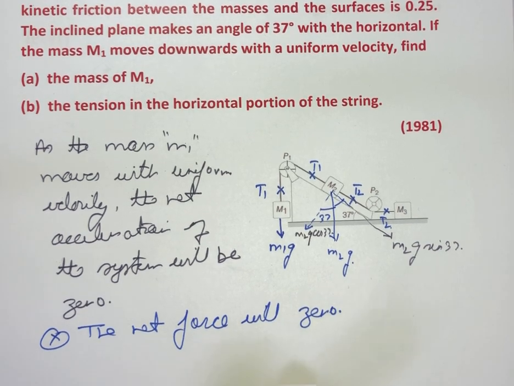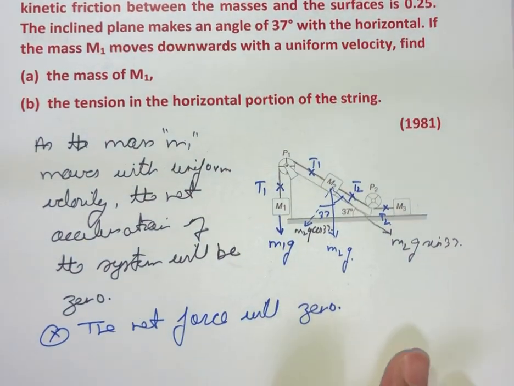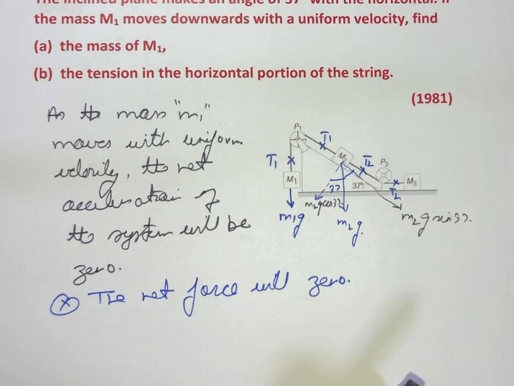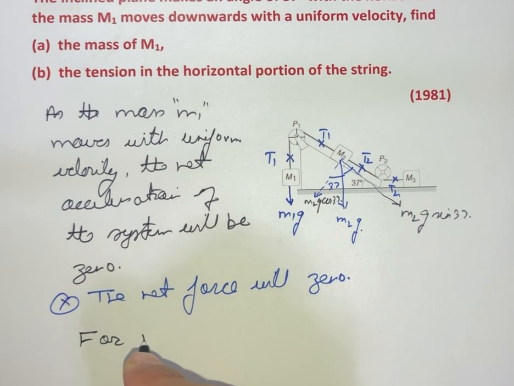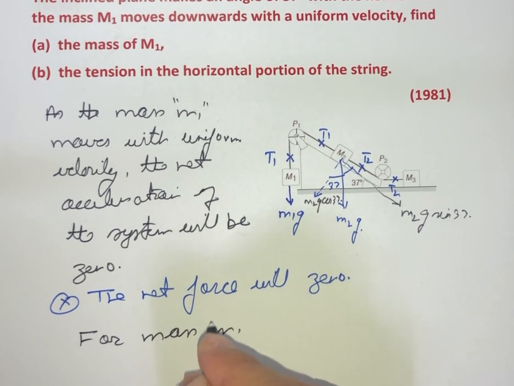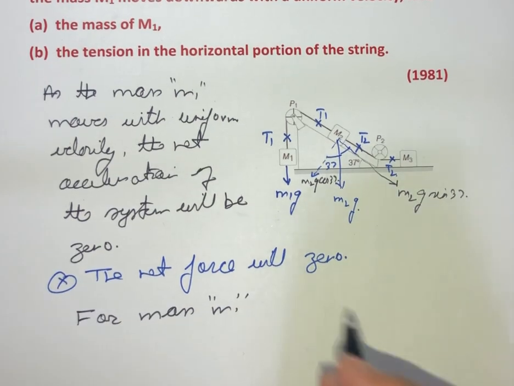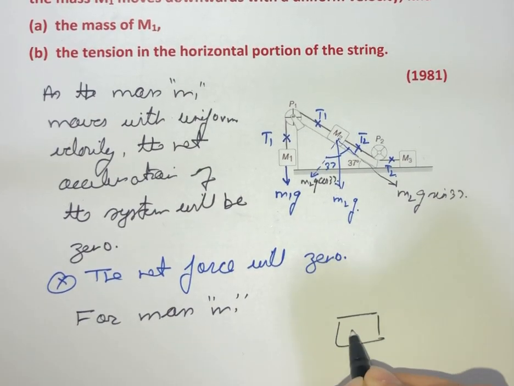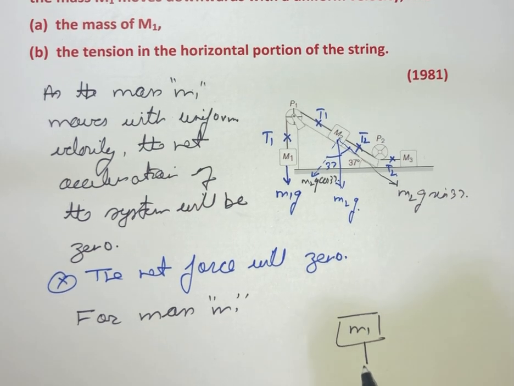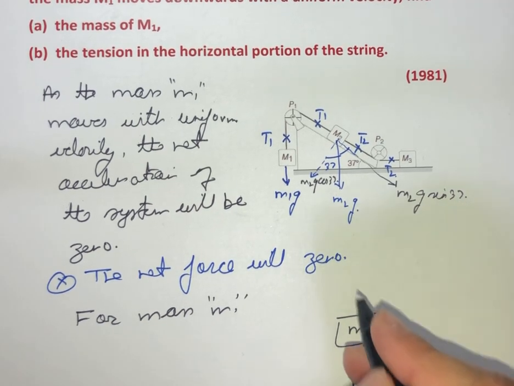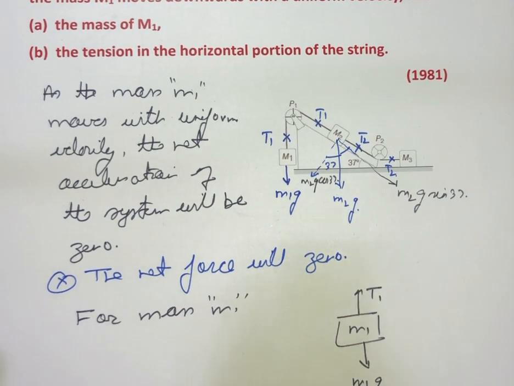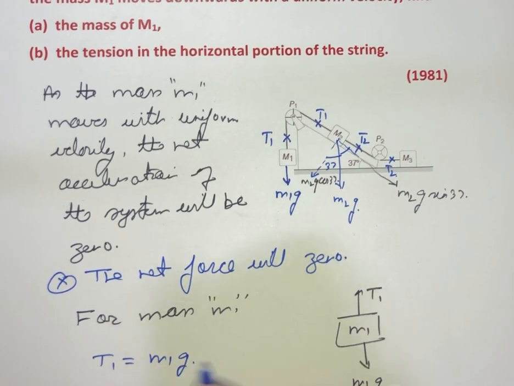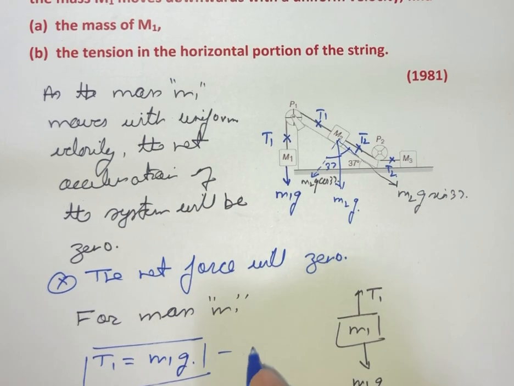Let's write now the equations for all the masses. First of all for mass m1, so this is its free body diagram. For m1, in the downward direction we have m1g, and in the upward direction we are going to have tension T1. Therefore we can say that T1 is equal to m1g. Let this be equation 1.